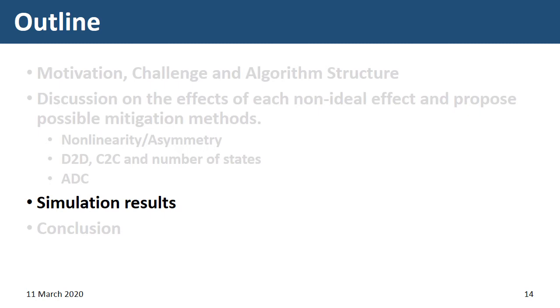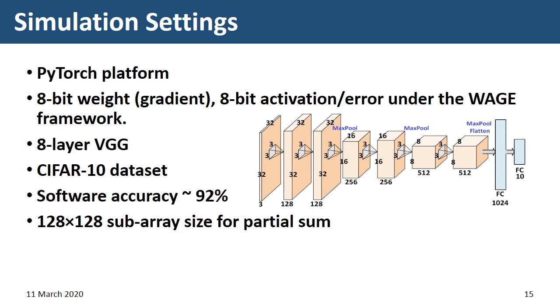All right, let's go over the simulation results. Here are the settings for the study. We use the PyTorch platform, and we work on an 8-layer VGG network for the CIFAR10 dataset. Because we use this WAGE framework, we quantize everything during the training process. That means the weight is quantized to 8 bits, gradient is 8 bits, and also 8-bit activation and 8-bit error. This is hardware friendly. The baseline accuracy from the software training is 92% for this network. And here we assume a 128 by 128 subarray size for the partial sum quantization.